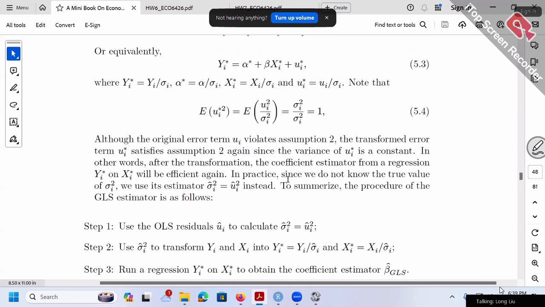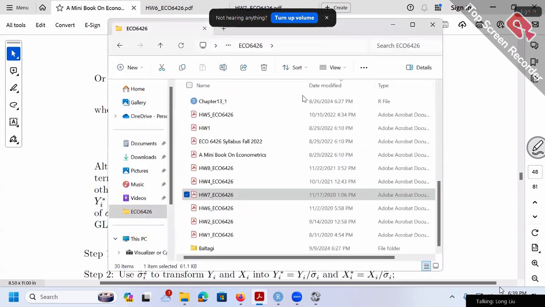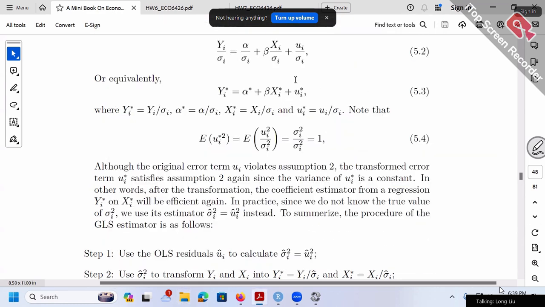Why will this GLS be efficient again? We proved it up here, because once you apply the transformation, Y divided by sigma i, X divided by sigma i, the corresponding U star, which is U divided by sigma i, satisfies assumption two again, in the sense that the variance will be a constant one. It doesn't have to be one, but as long as it's a constant, it satisfies assumption two, and of course one is also a constant. That's why, as long as we divide by sigma i, the corresponding U star will be nice again, in the sense that U star satisfies our assumption two again.